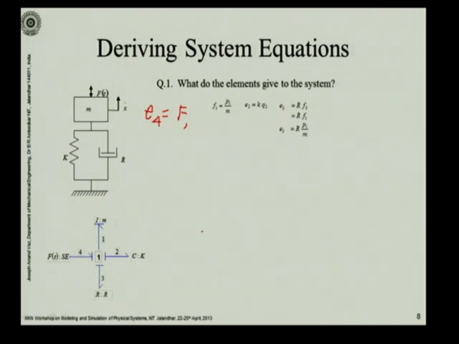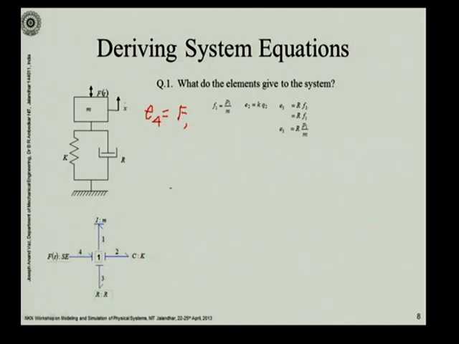Then we have this damper. What does this damper give to this system? Effort. And this effort can be written as, if it is a linear viscous damper as we have taken here in this case, you can write it as R into flow 3. R into flow 3. Okay.